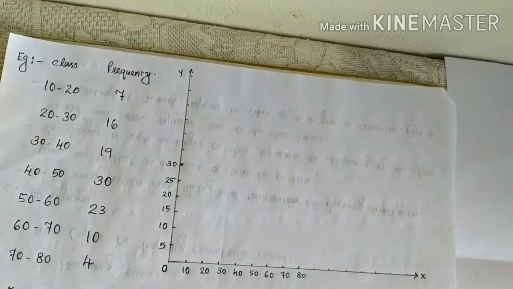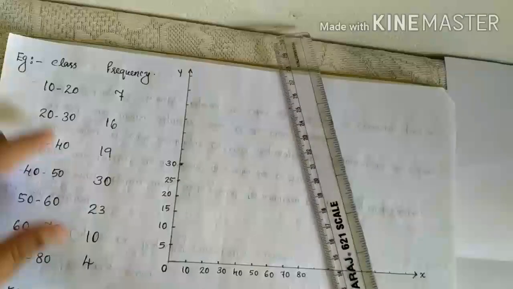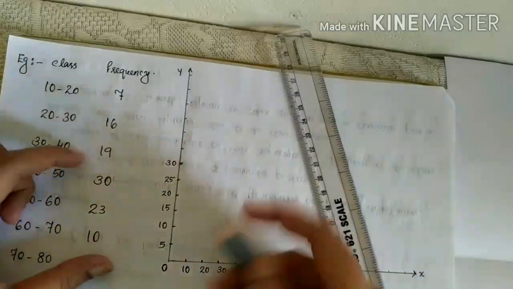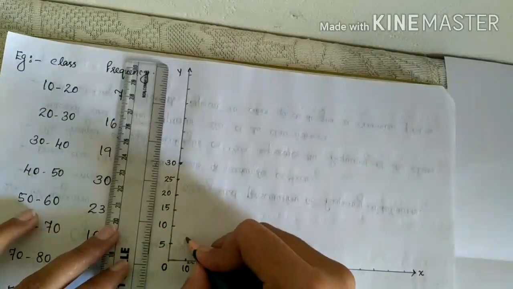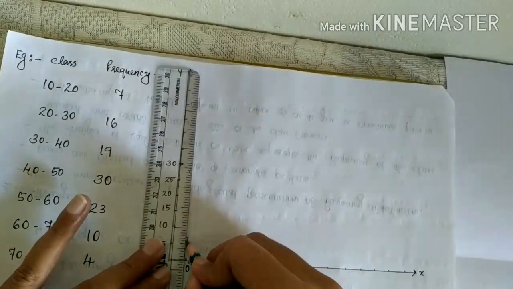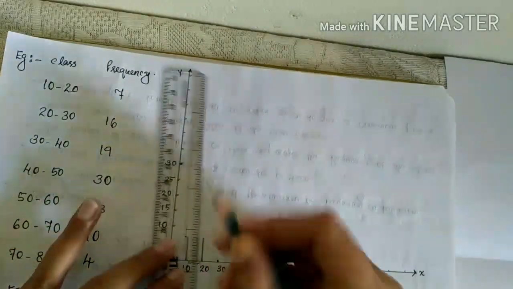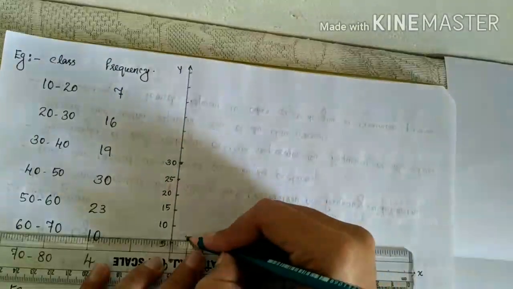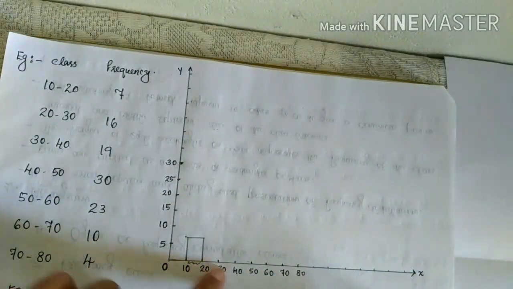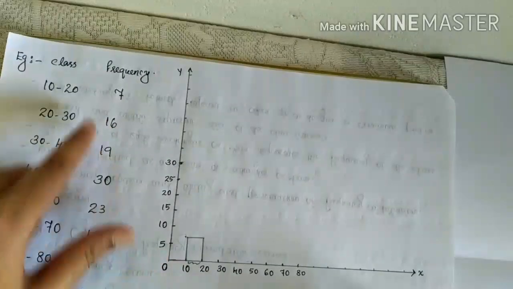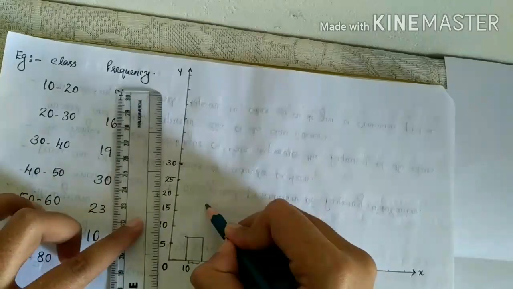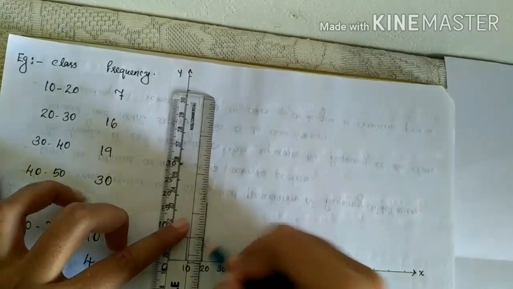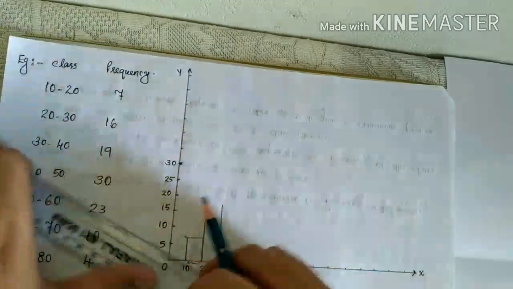Next, you have to draw the histogram using this information. The first class, that is 10 to 20, the frequency is 7. So we have to mark 7 here. Then draw a rectangle. Then the next class, that is 20 to 30, the frequency is 16. So 16 is almost here. So you have to draw a rectangle this way.